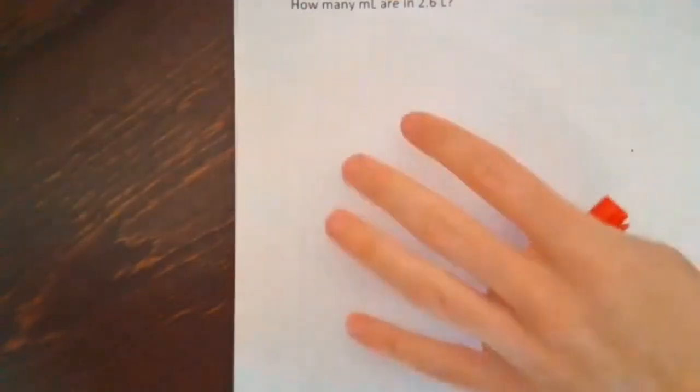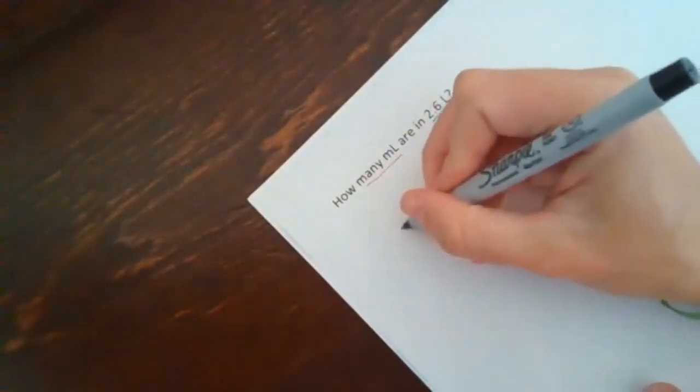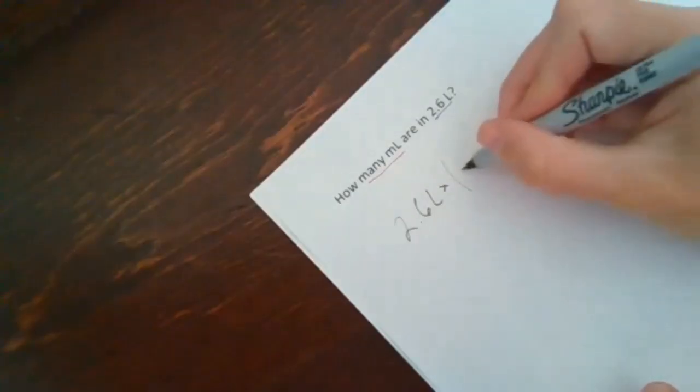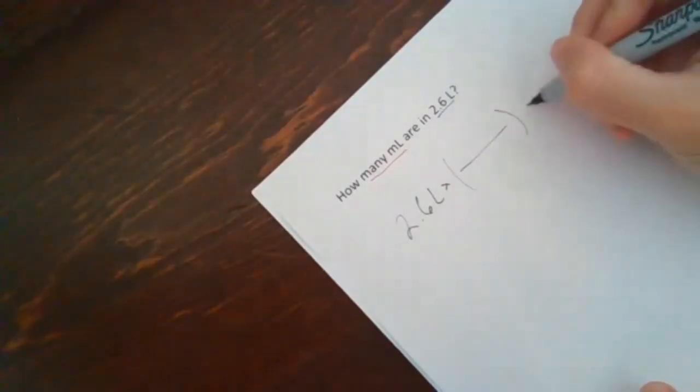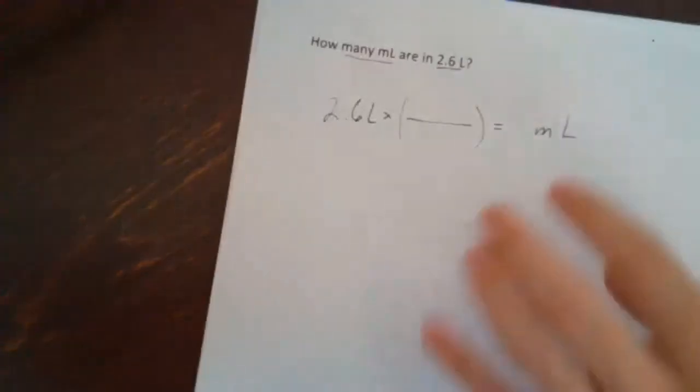How many milliliters are in 2.6 liters? So we've already parsed out that what we want is going to be milliliters. How many milliliters? And what we're starting with is going to be this 2.6 liters. So let's see how we actually use that to help us solve the problem. What we can say is we want to do a conversion, and a unit conversion is going to have this general shape, where we take our starting value, we multiply it by some conversion factor, and then we get our target unit for our answer.